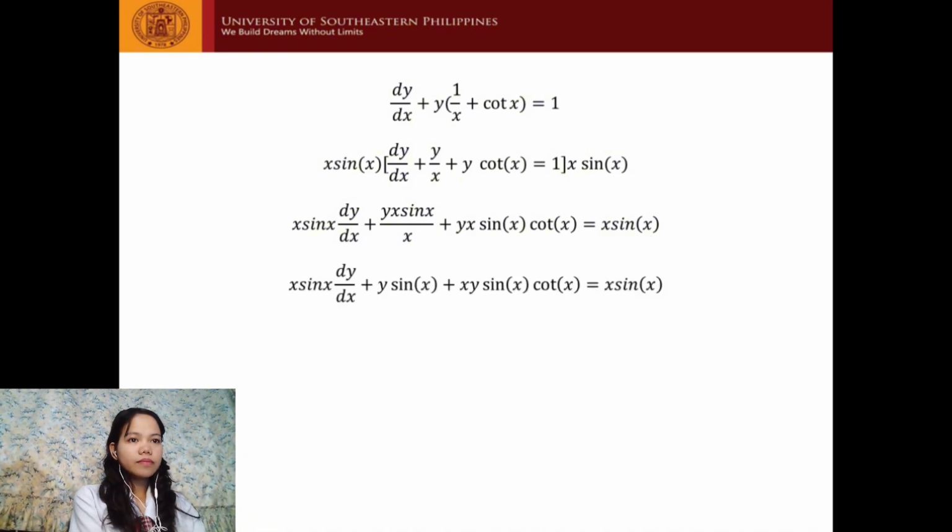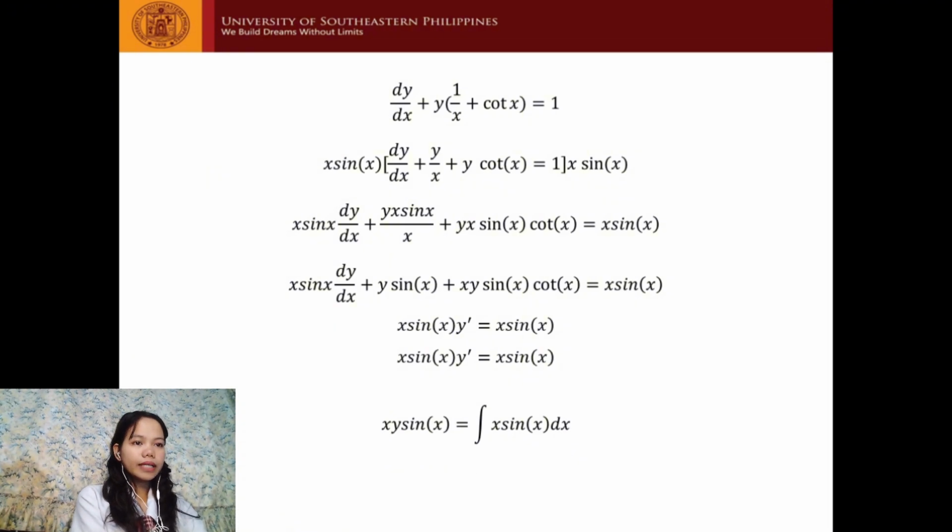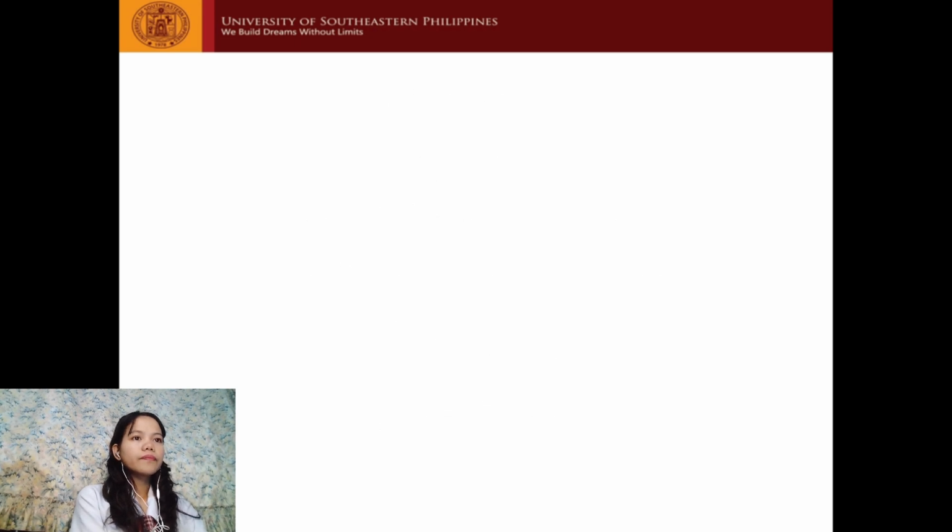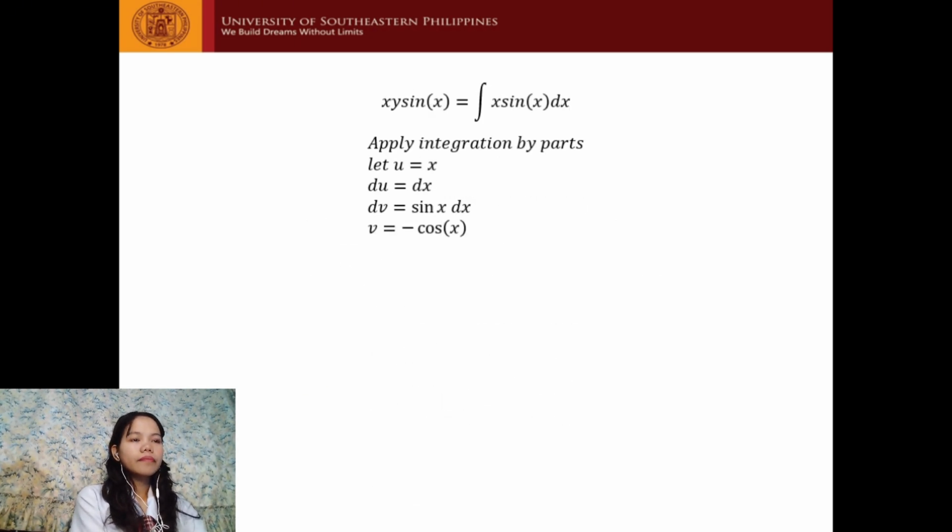By simplifying the terms, we will have now the x multiplied to sine x dy over dx plus y multiplied to sine of x plus x multiplied to y multiplied to sine of x multiplied to cotangent of x equals to x multiplied to sine of x. So for this one, we will have the sine of x multiplied to y prime equals to x sine x. So for this one, now we will apply the integral. So the integral of x sine x dx. So for this one, now we will have to use the integration by parts.